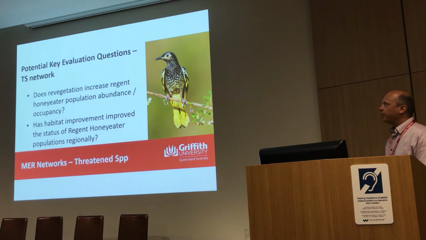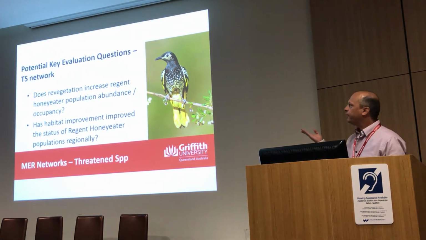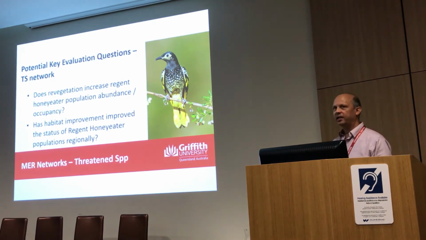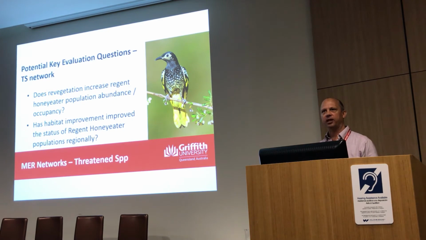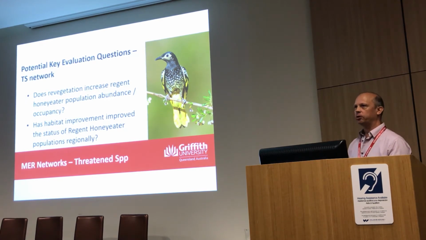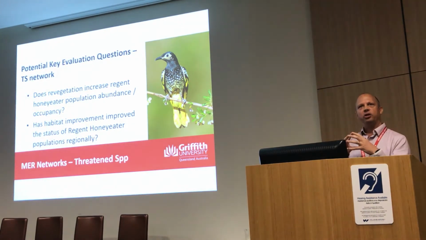Some potential key evaluation questions that we might ask within that threatened species network would be, for example, do our revegetation efforts actually increase Regent honeyeater populations or their occupancy of sites? So that means we're doing the intervention, we're actually replanting, or we're doing something physically on the ground. Does that actual change in what we're doing on the ground result in what we hoped it would bring about for that particular species? So that's potentially looking at a key evaluation question at a local scale, at a project level.